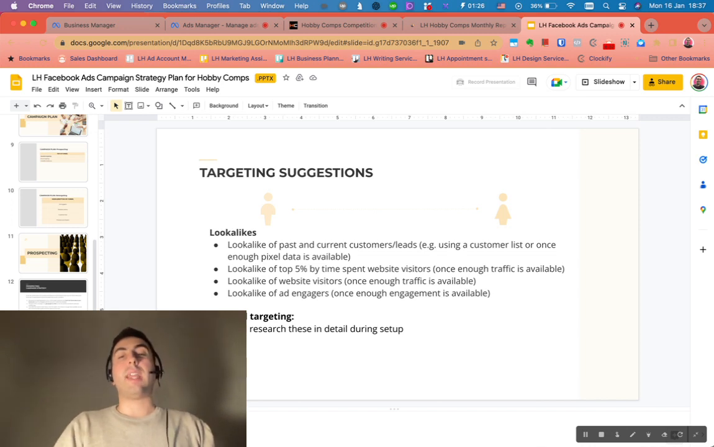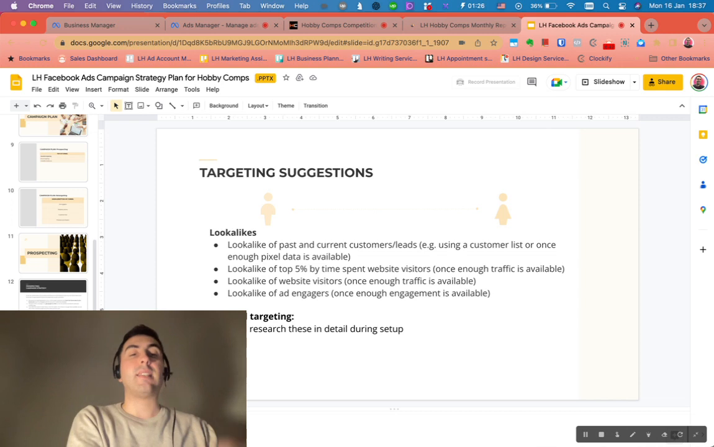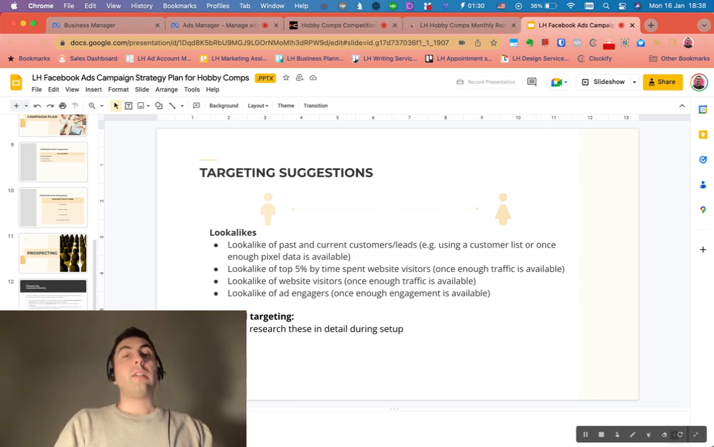A lookalike audience of website visitors, and now we can test out just all website visitors, or we can test out website visitors that have spent the most time on the website. And actually, we can then also create a lookalike of people that have visited specific pages. So maybe just of people that have visited a competition page. We could also create a lookalike of ad engagers. So that's people that have clicked on the ads, that have maybe commented or liked the ads.